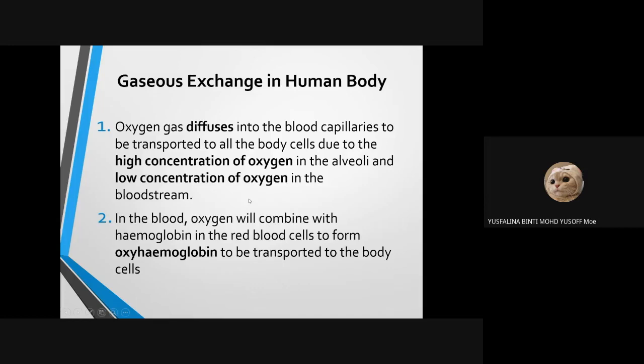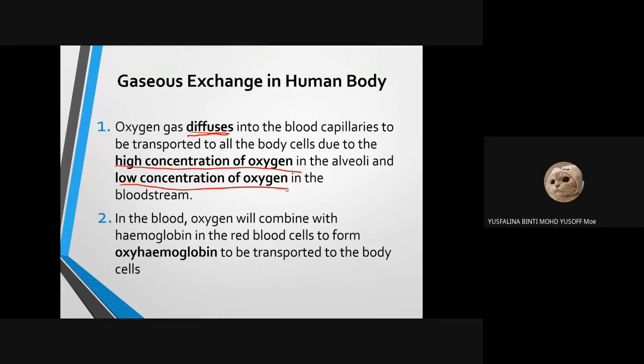Gas exchange in the human body. The oxygen gas diffuses into blood capillaries to be transported to all the body cells, due to the high concentration of oxygen in the alveoli and low concentration of oxygen in the bloodstream. I already told you, the alveolus will release the oxygen to the red blood cell, and the red blood cell will bring the oxygen to the parts of our body, release the oxygen, and take carbon dioxide from our cells, then transport it back to the alveolus to release the carbon dioxide and take in oxygen. This process uses diffusion. Diffusion must travel from the high concentration to the low concentration.